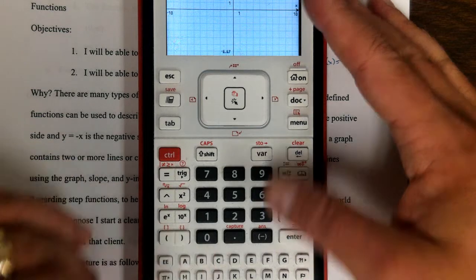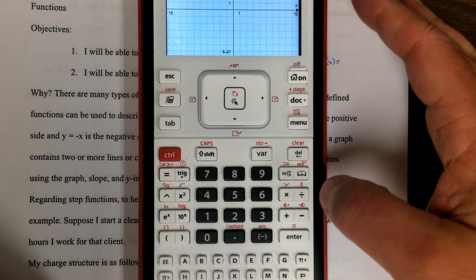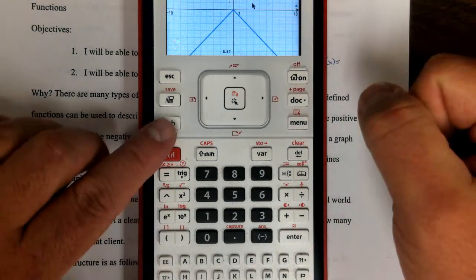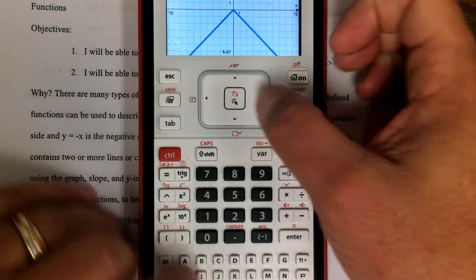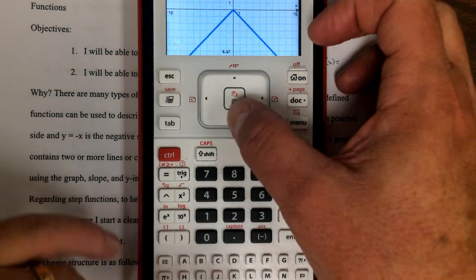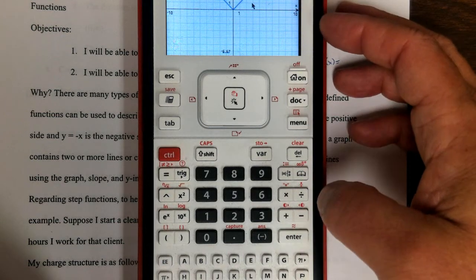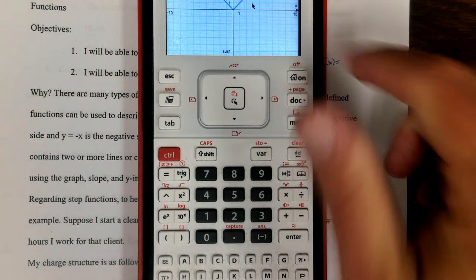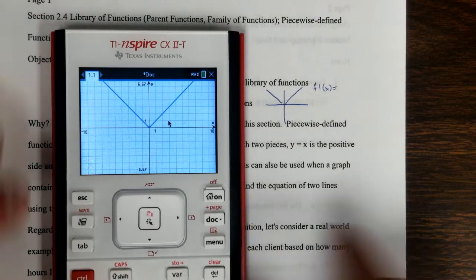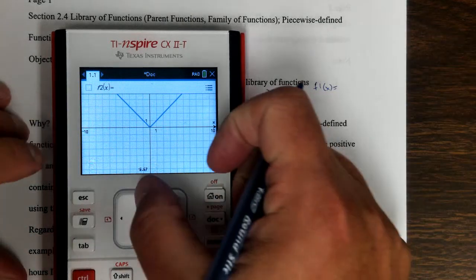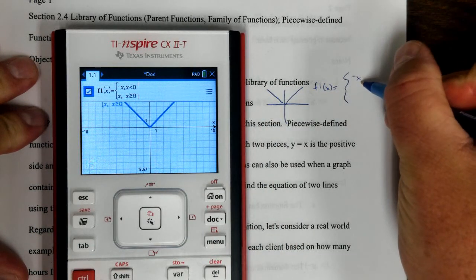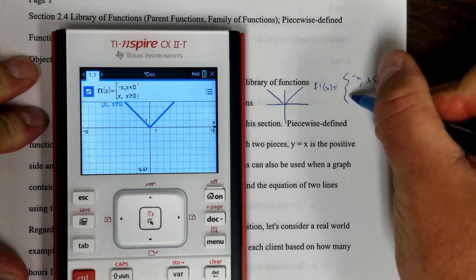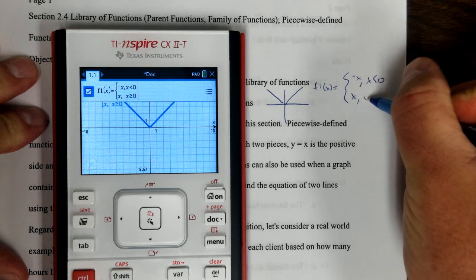And let's see if that's right or if I have it flipped. And I have it flipped. Okay, so this needs to be negative x, that makes sense. And then this is positive x. Okay, so we can copy that down over here. It's the expression negative x when x is less than 0 and x when x is greater than or equal to 0.